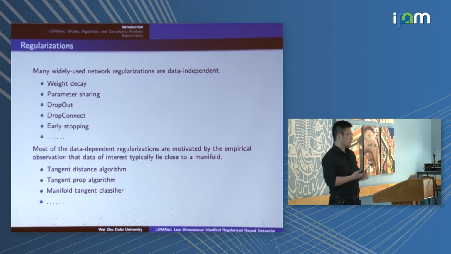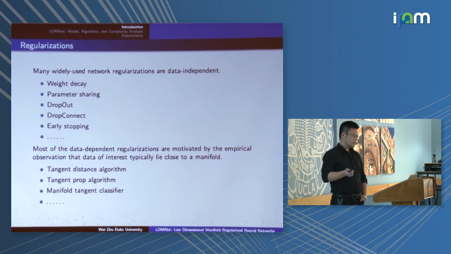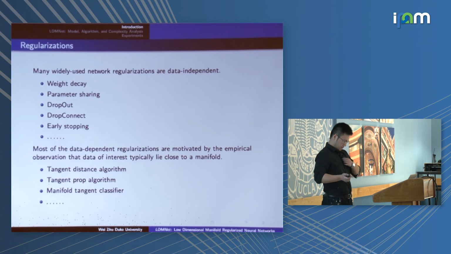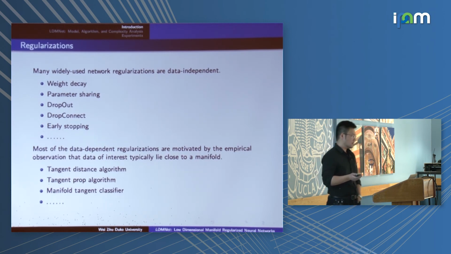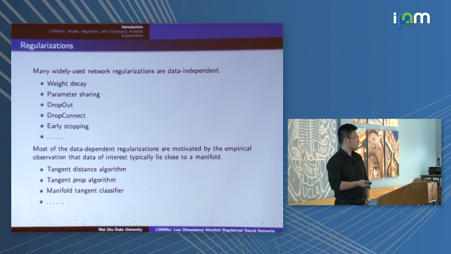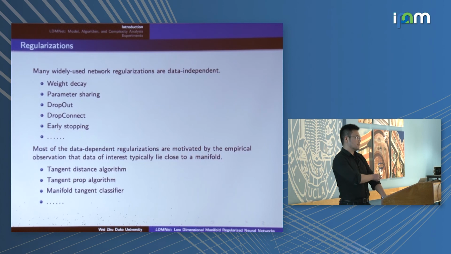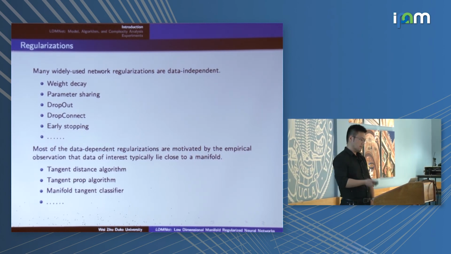There are a lot of network regularization techniques to alleviate overfitting. Many of the widely used network regularizers are data independent. For example, you have weight decay, parameter sharing, dropout, early stopping, etc. And most of the data-dependent regularizations are motivated by the empirical observation that data of interest typically lie close to a low-dimensional manifold. For example, you have tangent distance, tangent prop, manifold tangent classifier, and the list goes on.